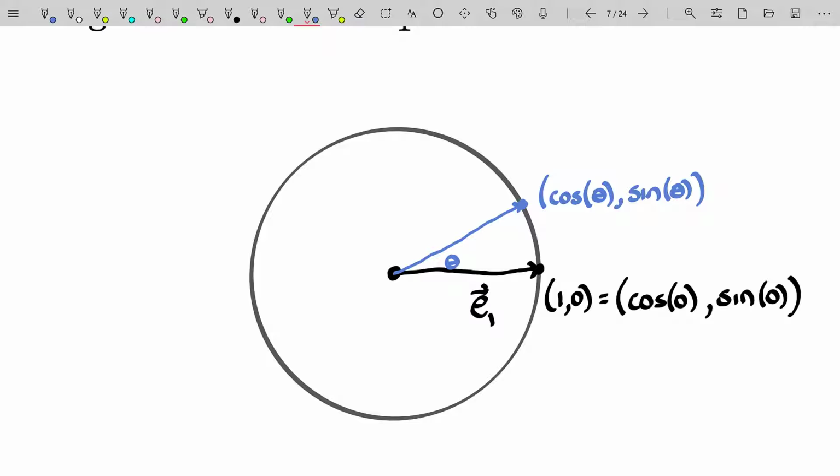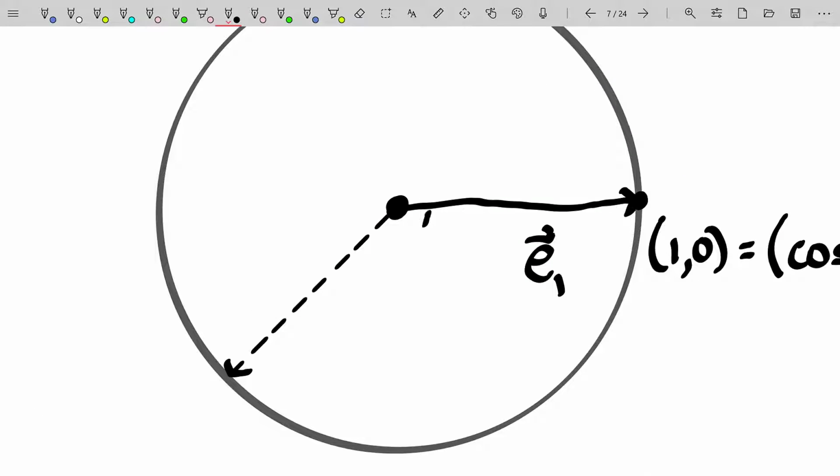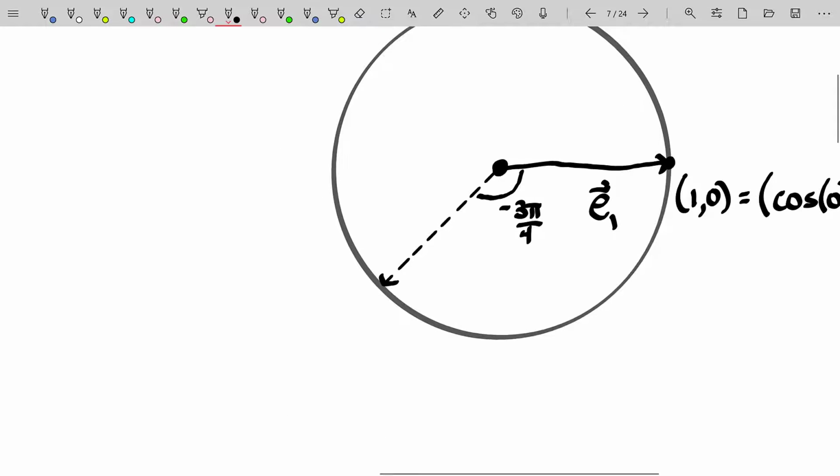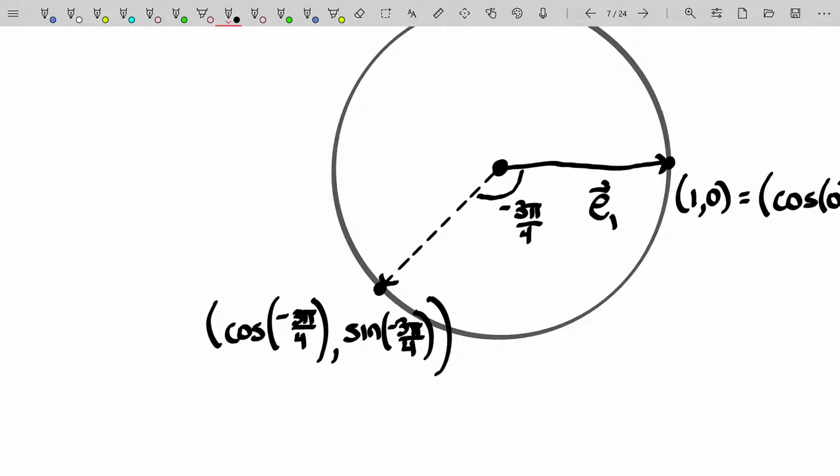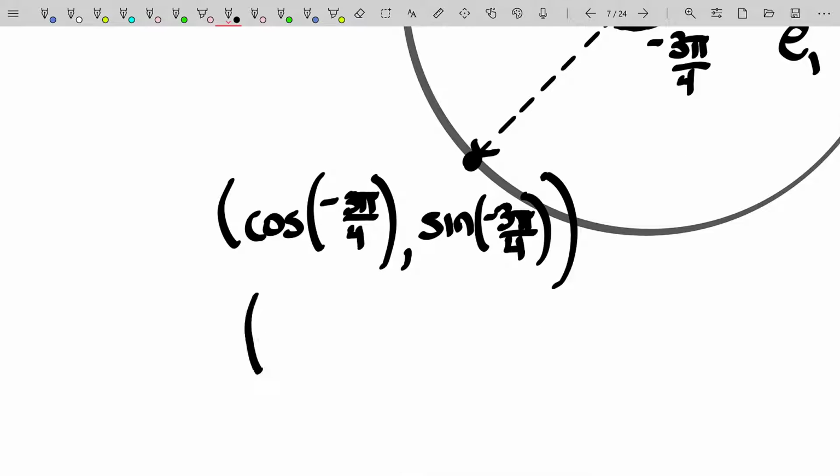For example, if you're rotating it back through an angle of negative 3 pi over 4 radians, then the x sub 1 value, I guess, would be the cosine of negative 3 pi over 4, comma, the sine of negative 3 pi over 4. However, we know the cosine of negative 3 pi over 4 is negative 1 over root 2, and the sine of negative 3 pi over 4 is also negative 1 over root 2. You could double check my math, but it is true.